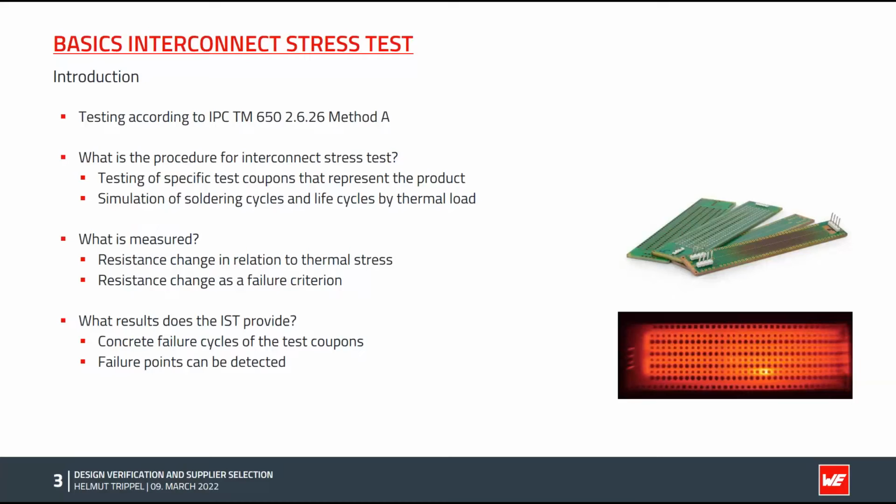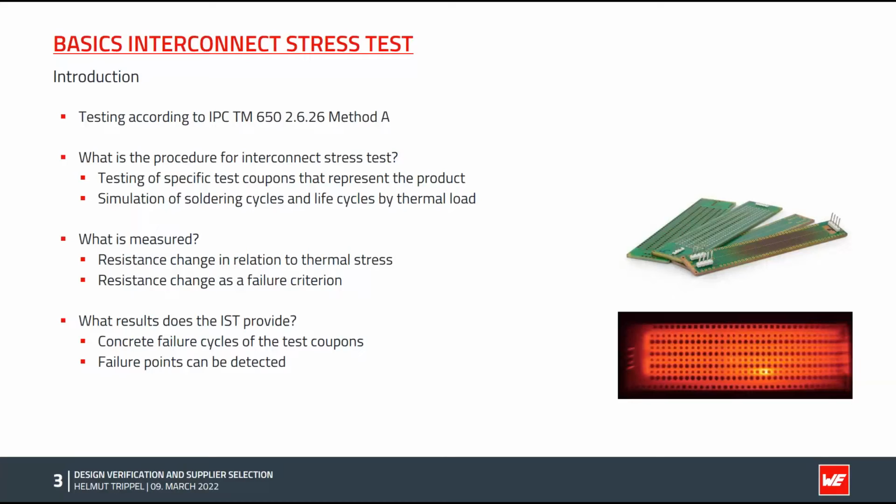What is measured in the Interconnect Stress Test? We have a resistance change in relation to the thermal stress, which is measured. And the resistance change is a failure criterion. So we have a relative resistance change as a criterion for failures, and based on that we can also determine at what cycles coupons fail.